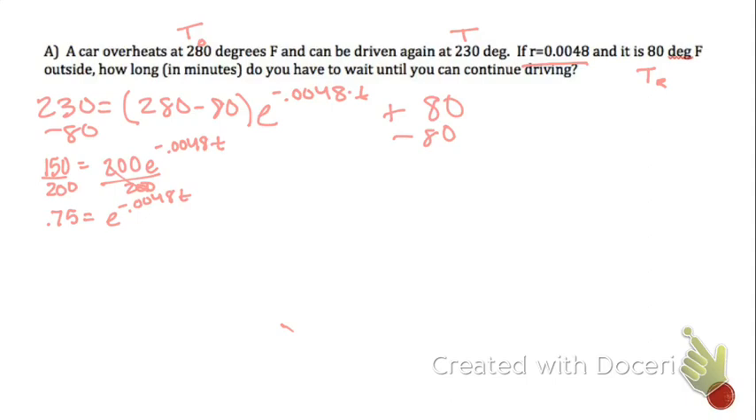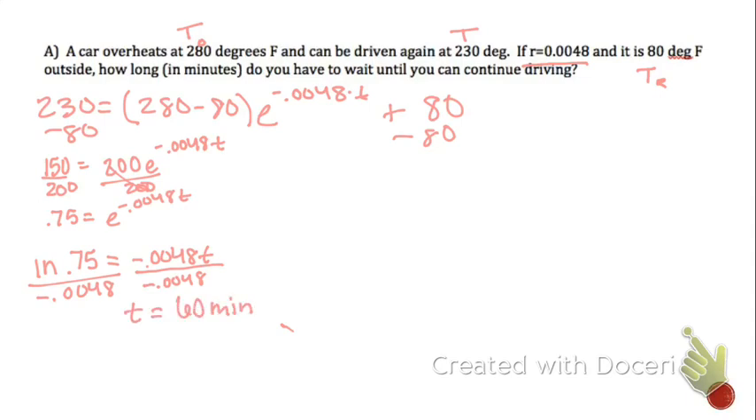And here's where I need to change forms. So I need to change this to the natural log. So the natural log of 0.75 equals negative 0.0048 t. And we're trying to get t by itself. So I've got the natural log of 0.75 over negative 0.0048 will be my t. So I'm going to plug that whole thing into my calculator, and I should get t equals 60 minutes. So I have to wait 60 minutes until I can continue driving, an entire hour.